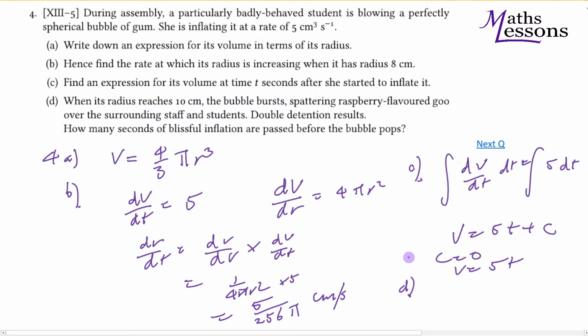So when the radius reaches 10 centimeters, the bubble bursts. How many seconds of blissful inflation have passed before the bubble pops? So we know that's 10 seconds, so therefore, sorry, what am I doing? I'm just looking at my previous answer, and I think my previous answer's incorrect. So just give me a second to think, just check.